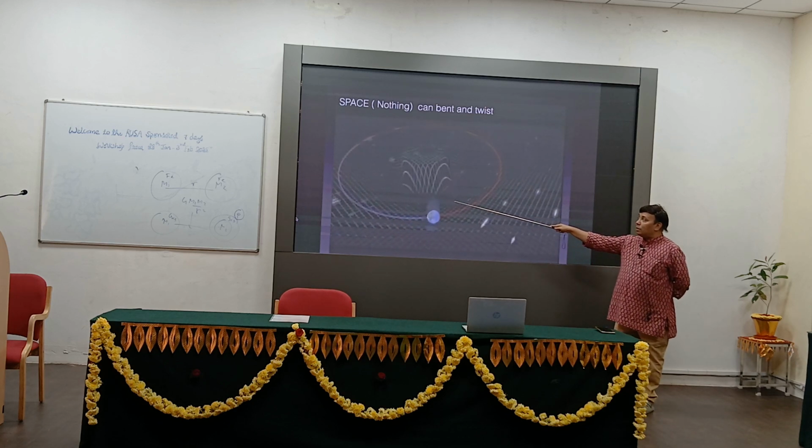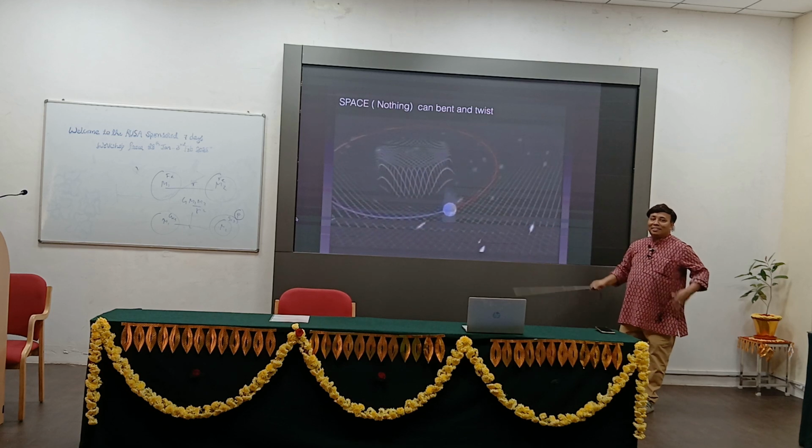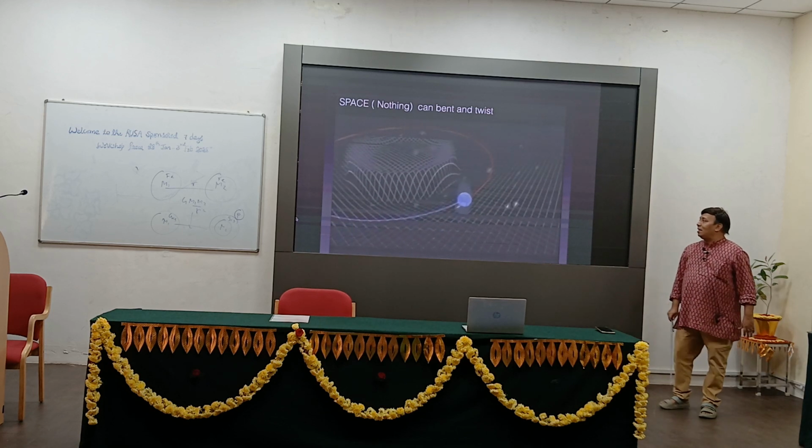A gravitational disturbance will form a wave that travels across the spatial fabric in much the same way that a pebble dropped into a pond makes ripples that travel across the surface of the water.